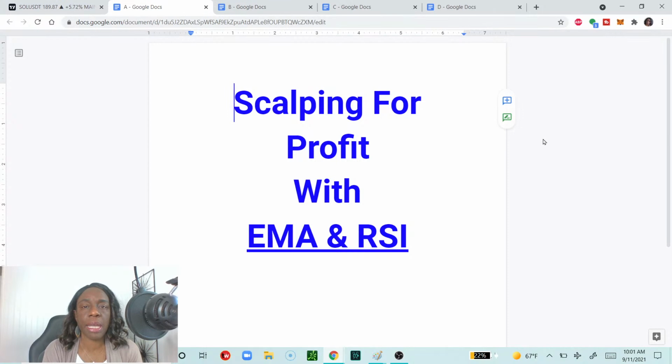And as usual, I have a topic for this next few minutes. The title being Scalping for Profit with EMA and RSI. Now, if you don't know what an EMA is or an RSI, let me know in the box.